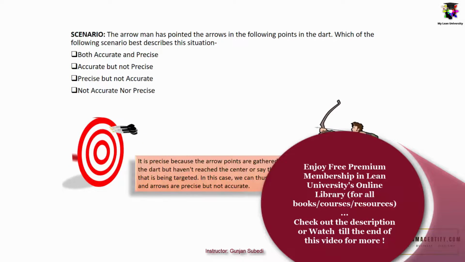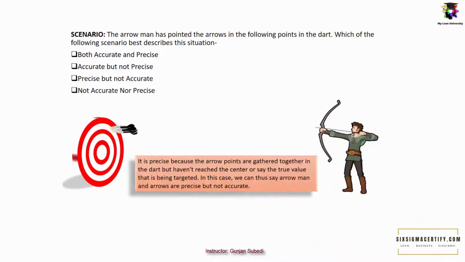Yes, in this case, the data points or these points of the dart are precise because the arrow points are gathered together in the dart but haven't reached the center or say true value that is being targeted. In this case, we can say that the arrows shot are precise but not accurate.